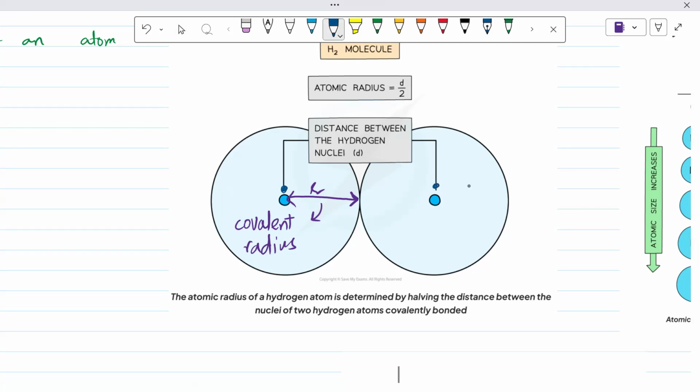You have the distance, and by halving this distance, d by 2, you can easily get r, the atomic radius. And I told you why we are calculating radius: so that we can have a general idea about the size of that particular element. That is why we determine the atomic radius of different elements, to get a general idea of the size of the atoms. Clear?